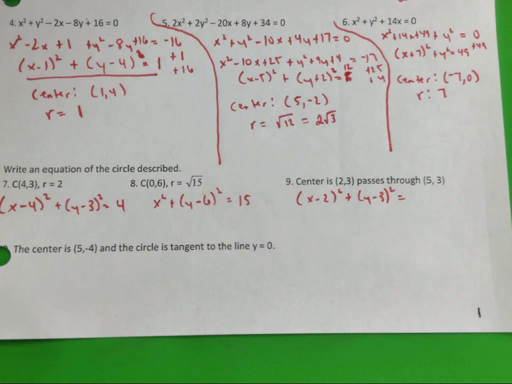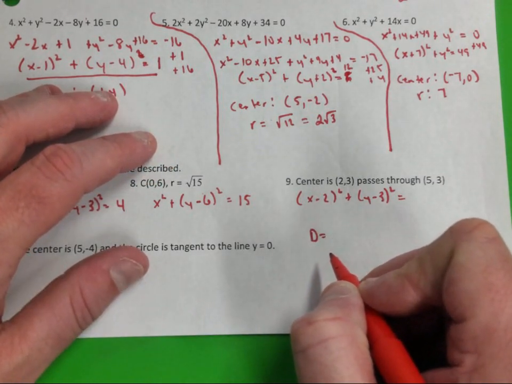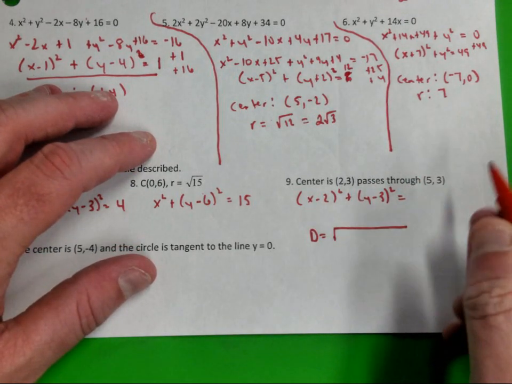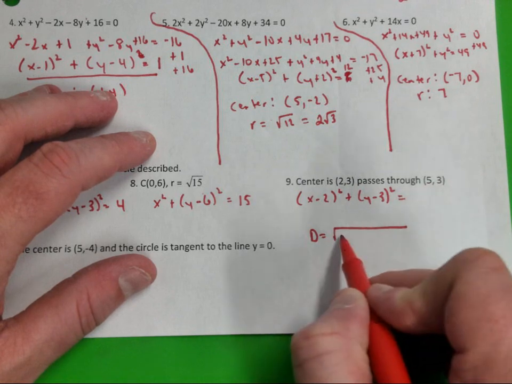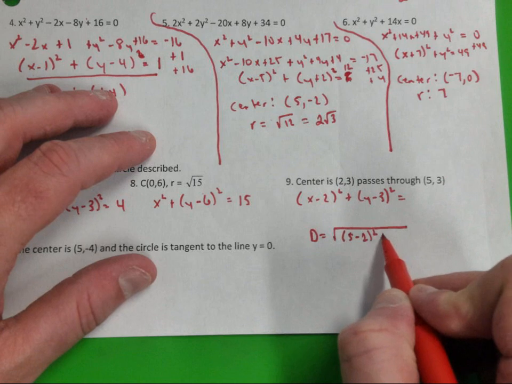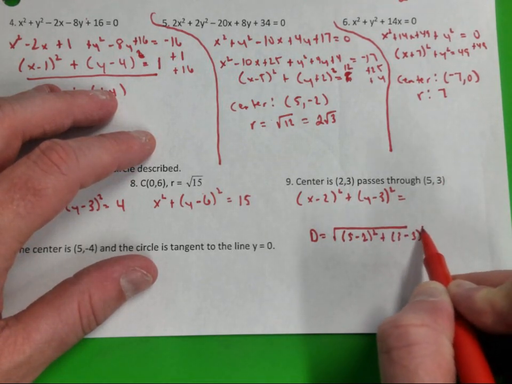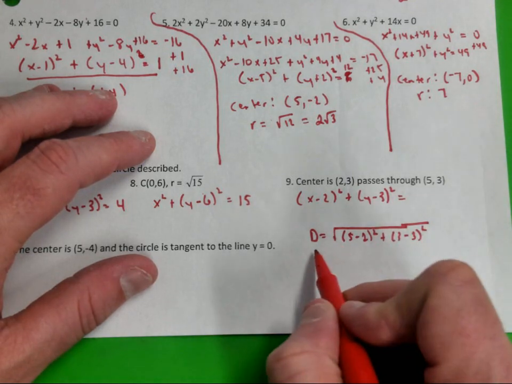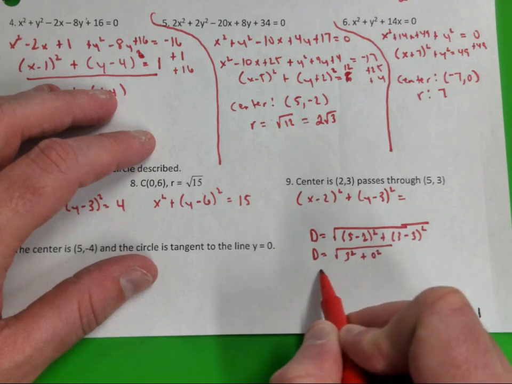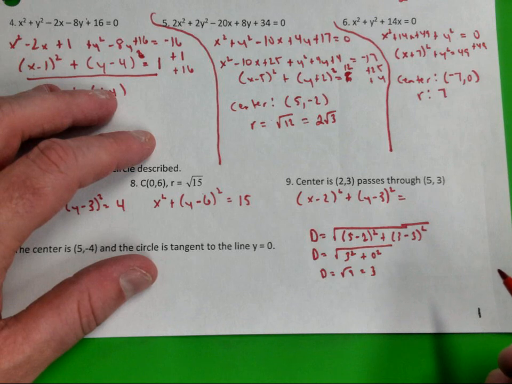So come on under here and write D equals. Did anybody say distance formula? Good. Congratulations. Good job. D equals. Watch this. X sub 2 minus X sub 1 plus Y sub 2 minus Y sub 1. That gives me 3 squared plus 0 squared. Square root of 9 equals 3. So your radius is what? 3.